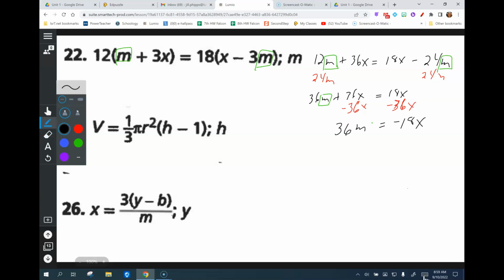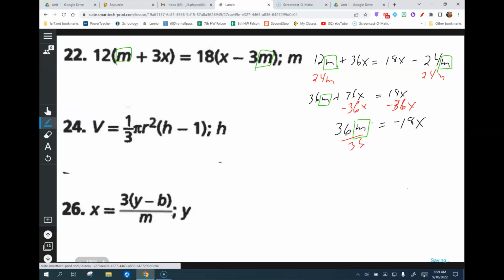Okay, what am I trying to isolate? I'm trying to get that m by itself. How are they connected? Multiplication, so you're going to divide.